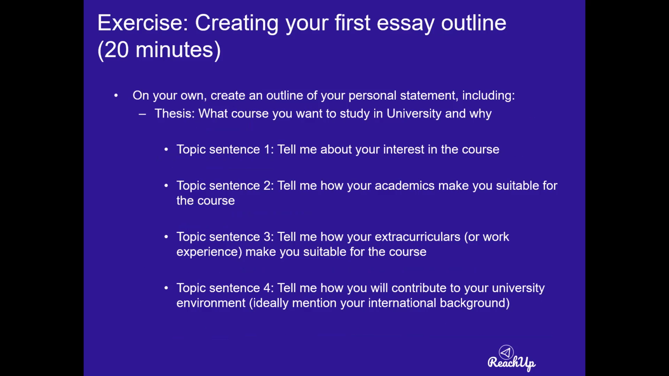And again, it'll include the thesis, which should describe what you want to study in university and why. The first topic sentence, which is what you're telling us more about your interest in the course. The second topic sentence, which is you telling us about your academics and how they make you suitable for the course. The third topic sentence is telling us how your extracurriculars or work experience make you suitable for the course. And the last one is telling us how you'll contribute to your university environment, and ideally maybe mention your international background. And if you want, you can talk about your future aspirations, your professional aspirations. So spend the next 20 minutes to write these 5 sentences down, and then you'll have an outline.